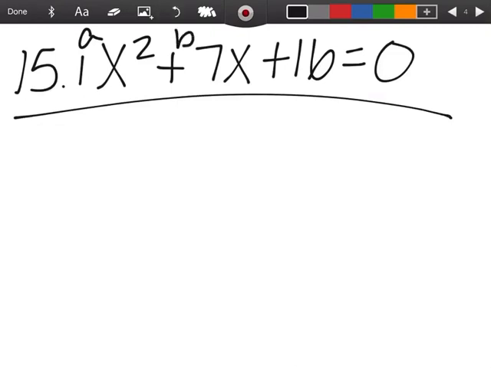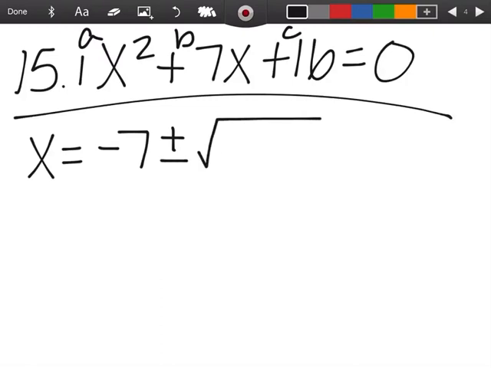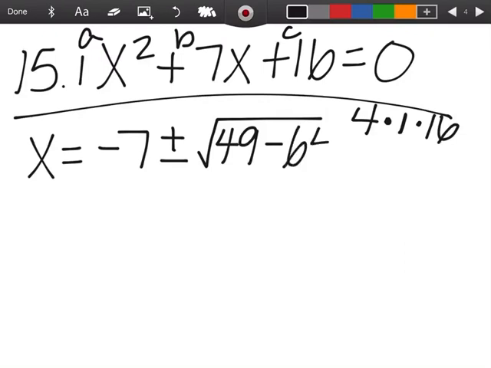Okay, why isn't it working? And c is 16. So I'm going to do x equals negative b, which is negative 7, plus or minus the square root of b squared, which is 49, minus 4 times a, which is 1, times c, which is 16. So when I take 4 times 16, I get 64, all over 2 times 1, which is 2.